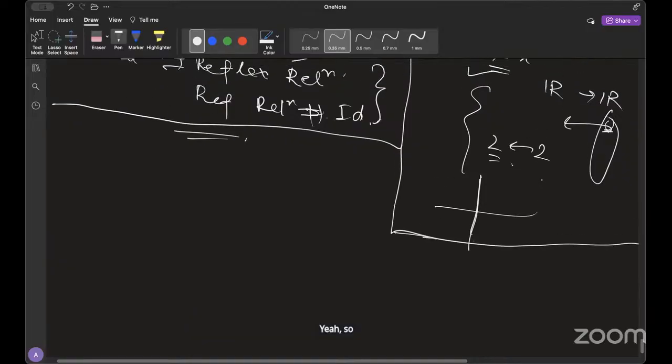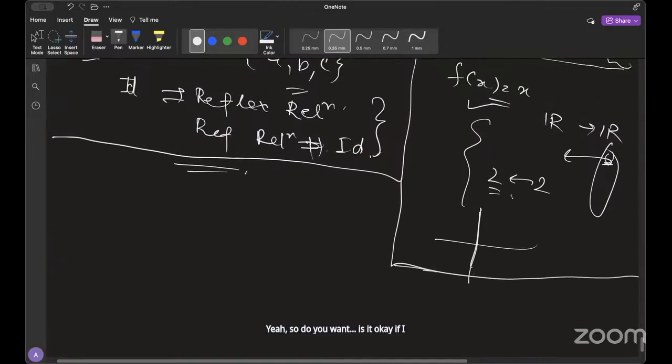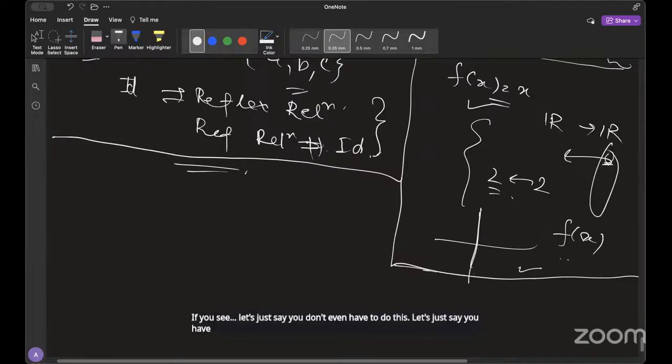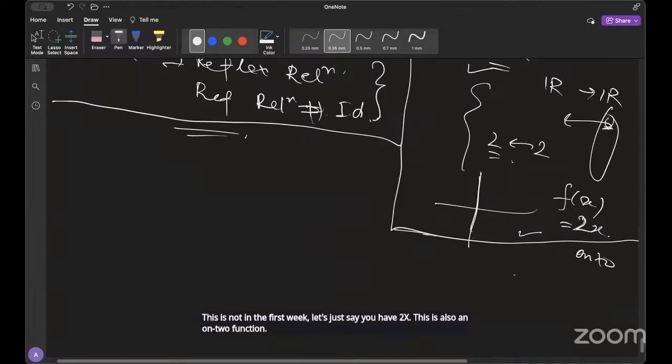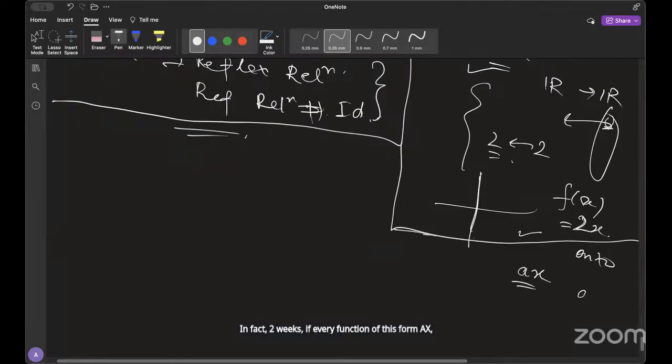Yes, please. We discuss in terms of graphs. Let's just say you have f(x) and 2x. This is also an onto function. In fact, every function of this form, ax, where a is not equal to 0, is an onto function.